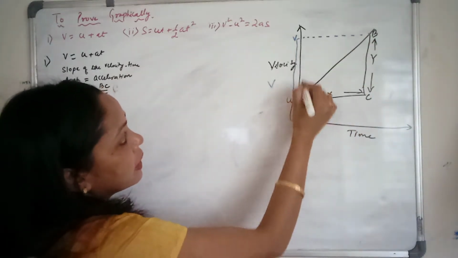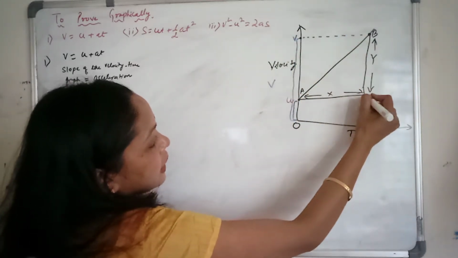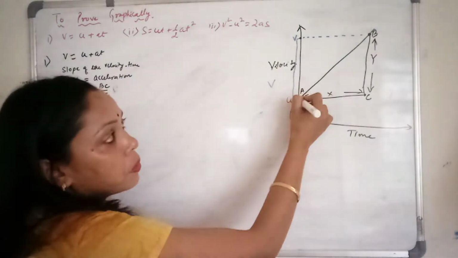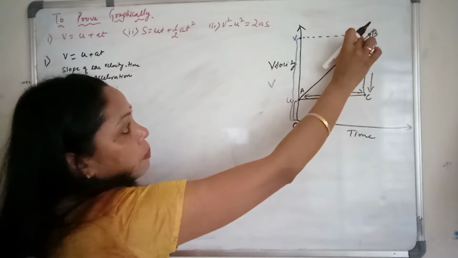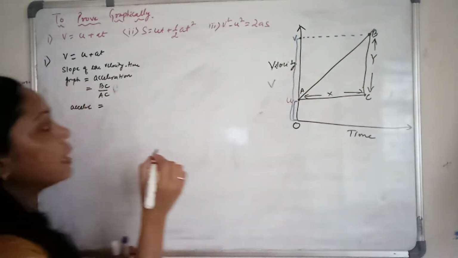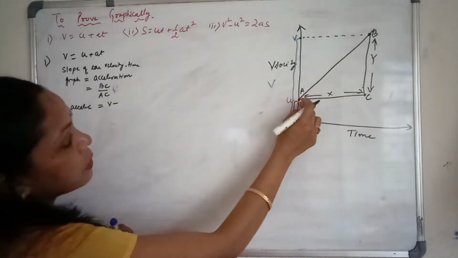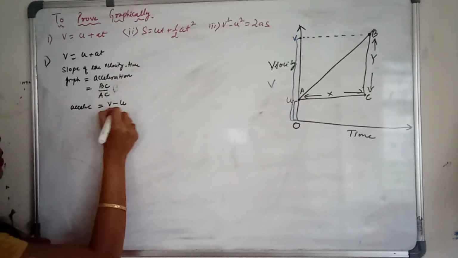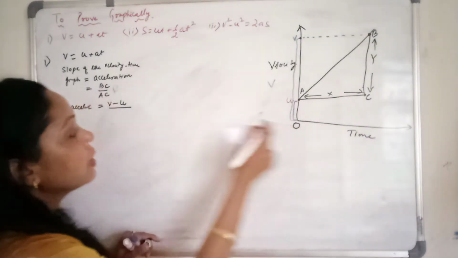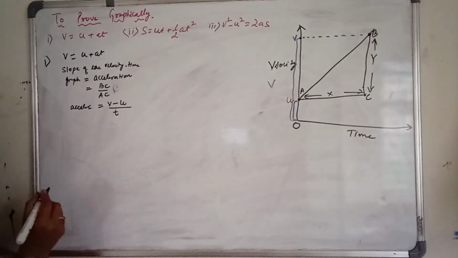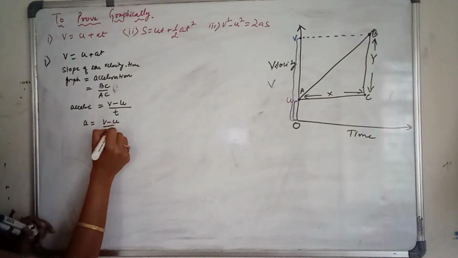Now BC is what? See this part. B is your v. C is what? C is your u. See again, if you draw the line from B to the y-axis, this one will give you the final velocity. So this one will be v minus u. And AC will be what? AC is parallel to the time axis, so AC will give you the time t. It means a is equal to v minus u by t.